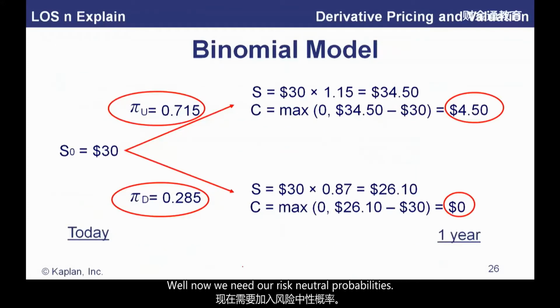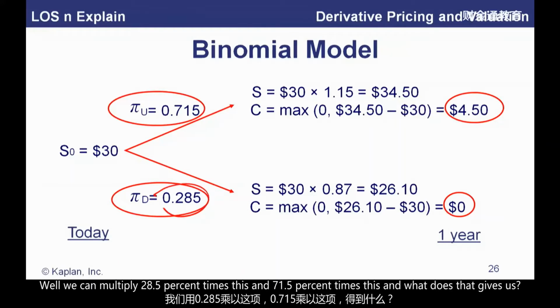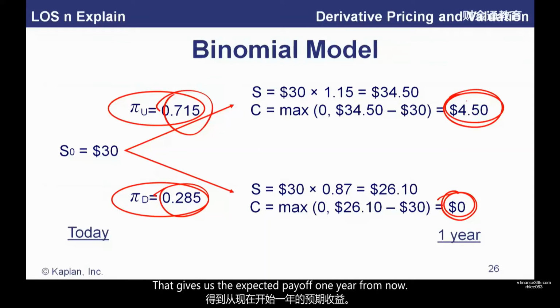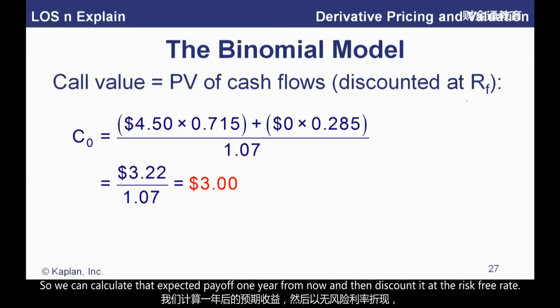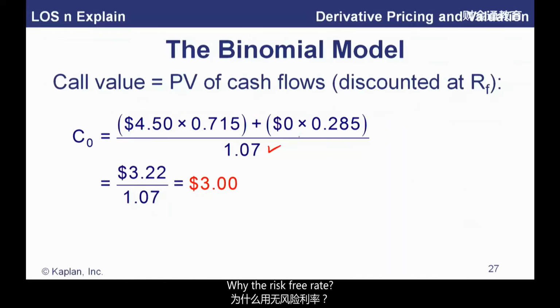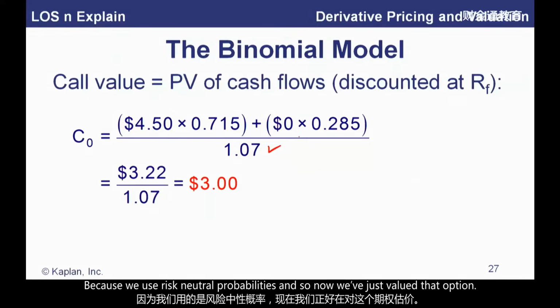Well, now we need our risk-neutral probabilities. We can multiply 28% times this and 71.5% times this, and what does that give us? That gives us the expected payoff 1 year from now. So we can calculate that expected payoff 1 year from now and then discount it at the risk-free rate. Why the risk-free rate? Because we used risk-neutral probabilities. And so now we've just valued that option.